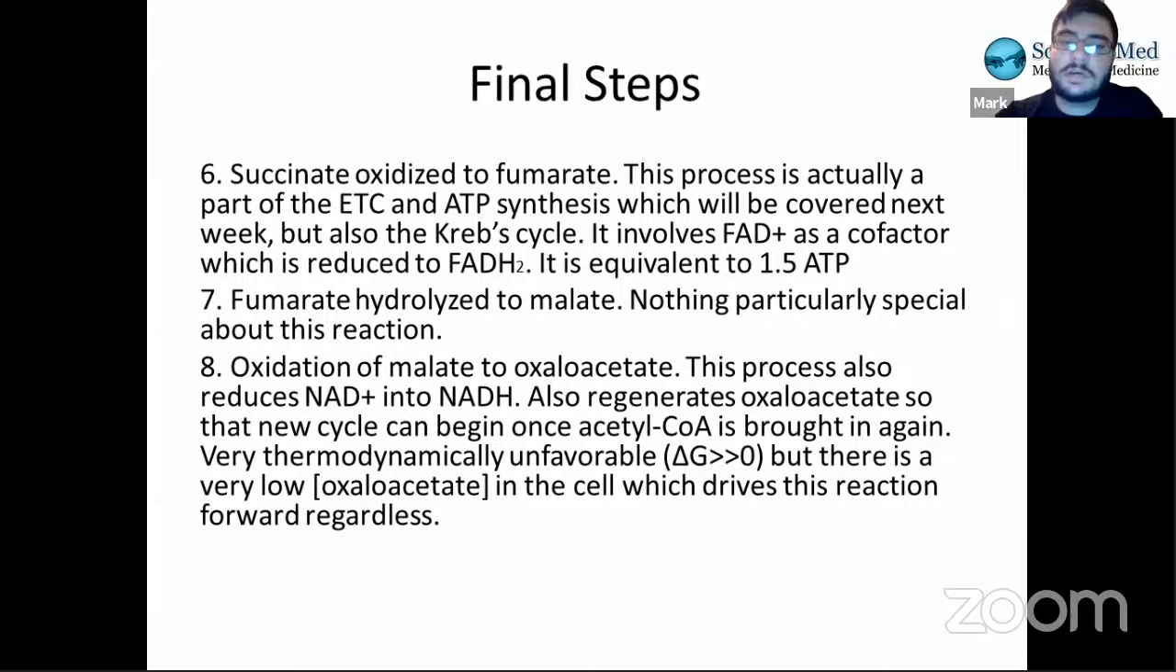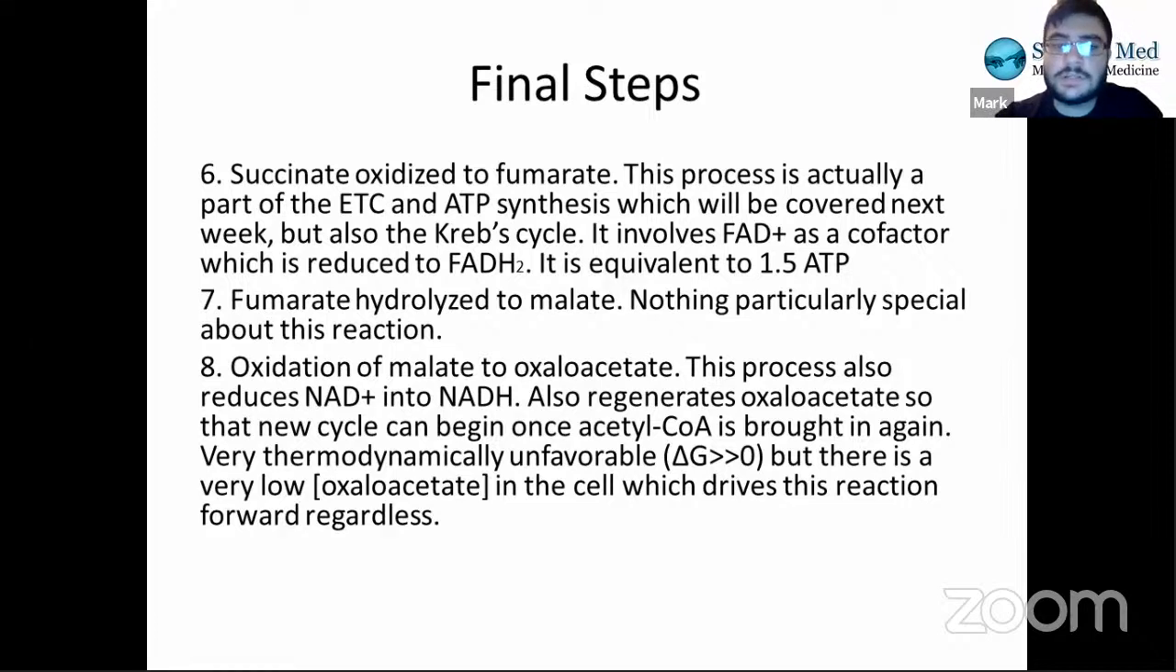Last step, and this is the step to go back to the beginning, oxidation of malate into oxaloacetate. This process also reduces NAD+ to NADH. This is the final step. Currently, after this step, we're at 6 NADH, 2 FADH2, and 2 ATP. Okay, just remember that. It also regenerates oxaloacetate, so the new cycle can begin once acetyl-CoA is brought in again. Again, until it's brought in, nothing happens. It's kind of dormant. Then when you bring acetyl-CoA in, the process starts again.